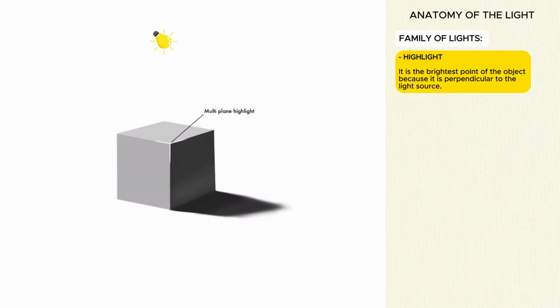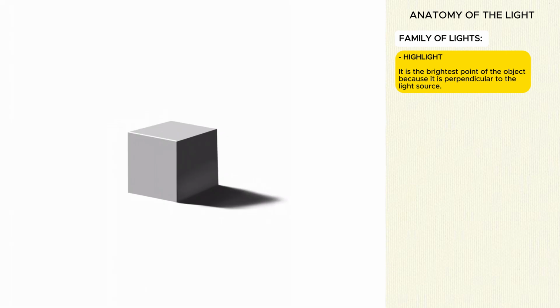Lastly, the multiplane highlight is located at a corner where three different planes converge. This occurs when the light source hits the corner at an angle, illuminating the intersection of the three planes. Let's continue our analysis by considering a cube that features a crest light highlight.